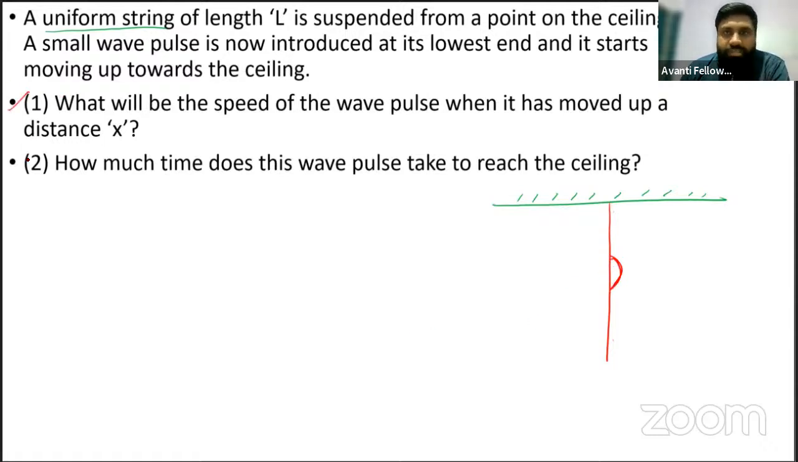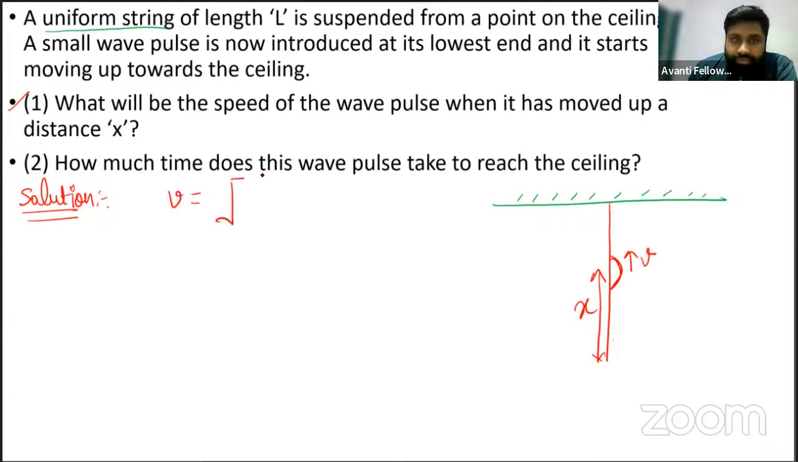Now, the very first question that has been asked is, what will be the speed of the wave pulse when it has moved up a distance x. So let's say here it is at distance x and the speed of the wave pulse is v. Now we know that the speed of a wave, transverse wave specifically, is given by root of T by mu in a rope or string. How many of you are aware of this formula? We have just talked about it, right? Okay. So this is simple. I think everyone is clear till here. If anyone has any kind of doubt, you can ask right now. You can unmute yourself or comment in the chat box, whichever way suits you.